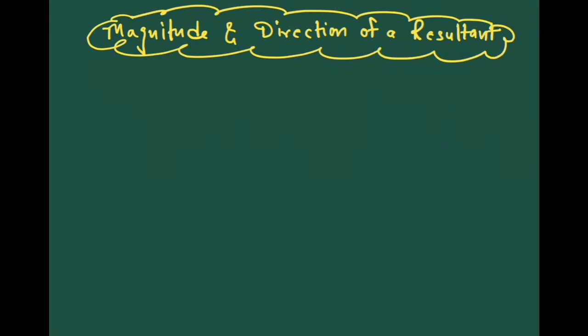We know every vector has direction and magnitude, so let's do some calculation to find the magnitude and direction of a resultant of vectors. So we are using the law of triangle. Consider two vectors A and B. Vector A here, vector B here. Let the angle between them be theta.